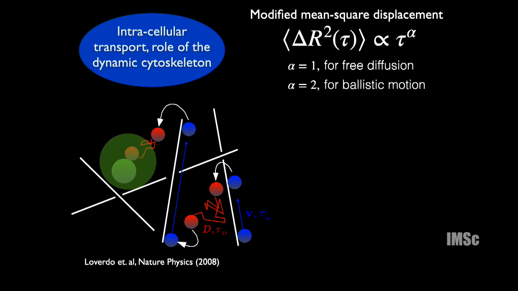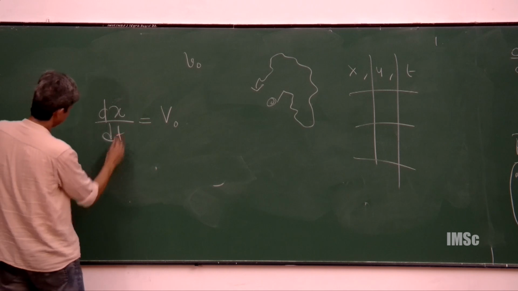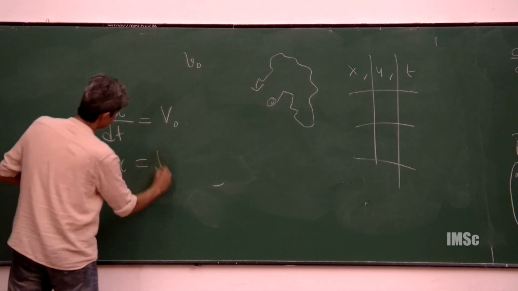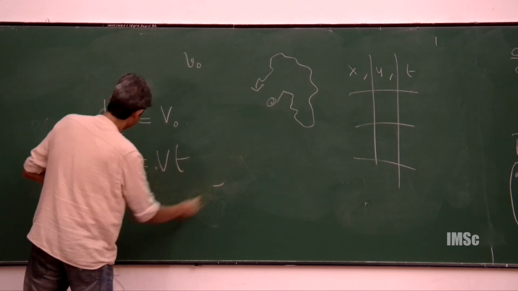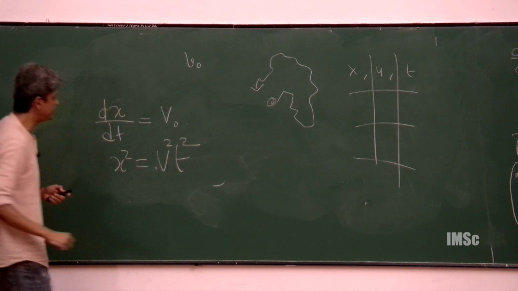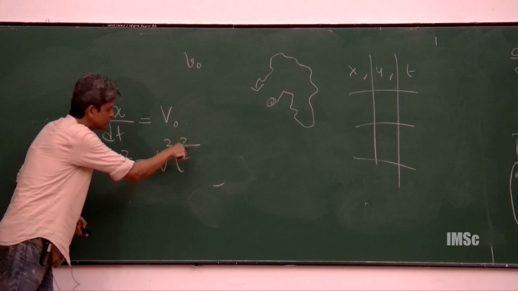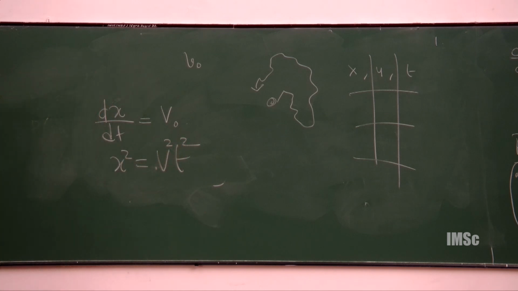If alpha equals 2, you can already see this. Moving with a constant speed, if you calculate, X is Vt. I have dropped the constant. Then x squared is V squared t squared. So the mean squared displacement, which is the square of the displacement, depends on the square of time if you are moving with constant speed. If it is diffusion, it is 1.